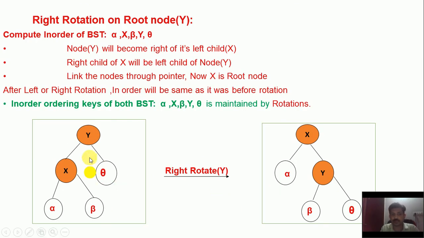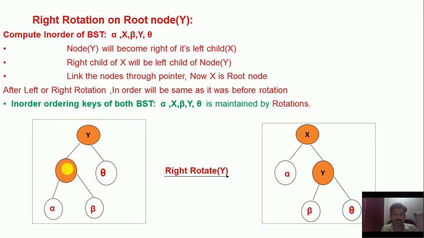Then if we have to perform right rotation on node y, please note the in-order first: alpha, x, then beta, y, and theta. This is the in-order. So I have to perform right rotation on node y, which contains a right subtree. What is right rotation? The node becomes the right of its left child. So y will be placed at the right side of its left child x.